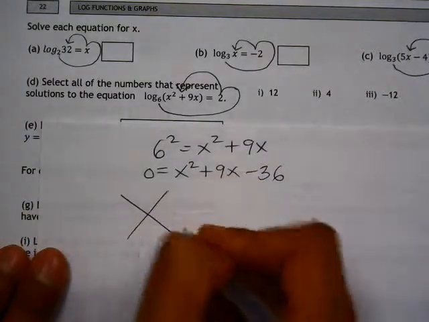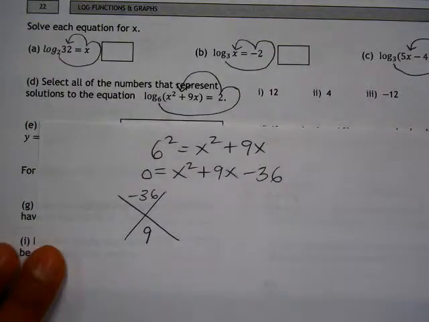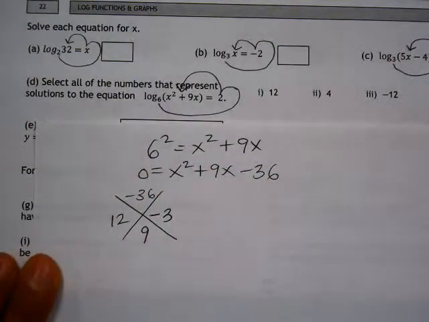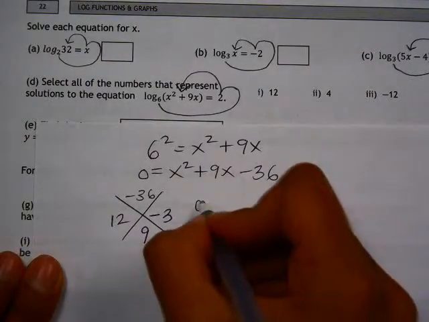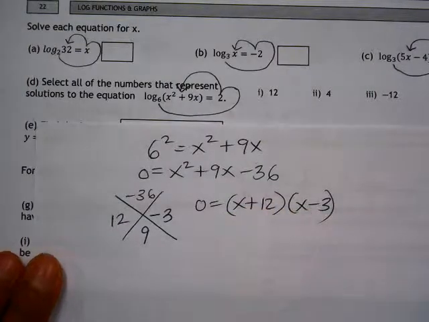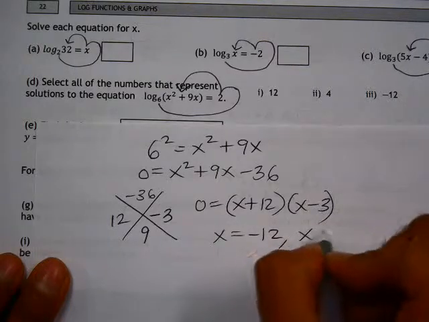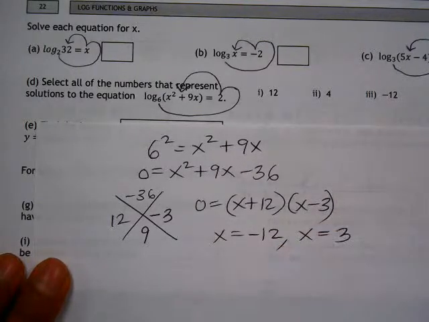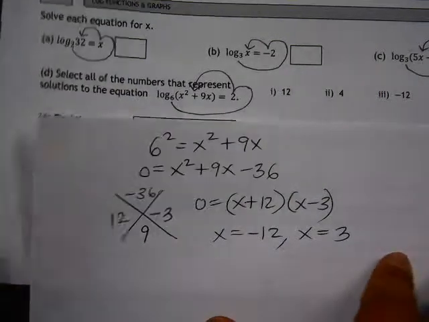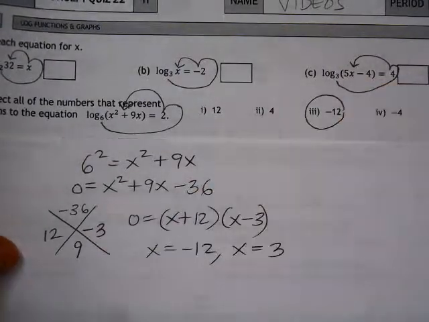So let's see if we can factor that. So this will be positive 12 times negative 3, and 12 minus 3 is 9. So this factored out would be x plus 12 times x minus 3. And the zero product property will give us x equals negative 12 and x equals positive 3. So the only solution here that would be valid is negative 12.